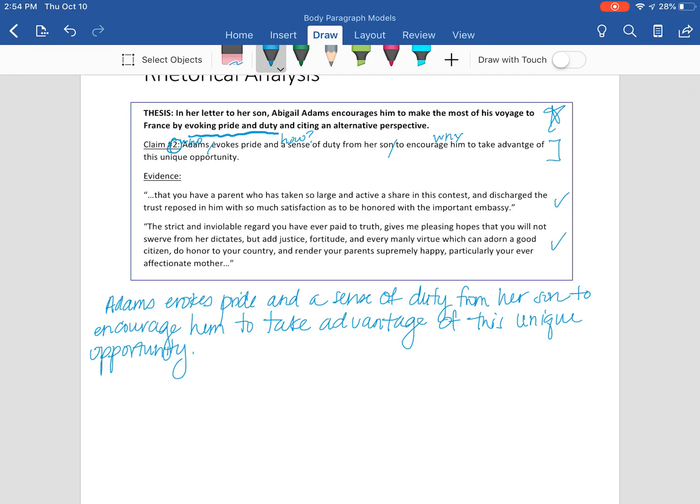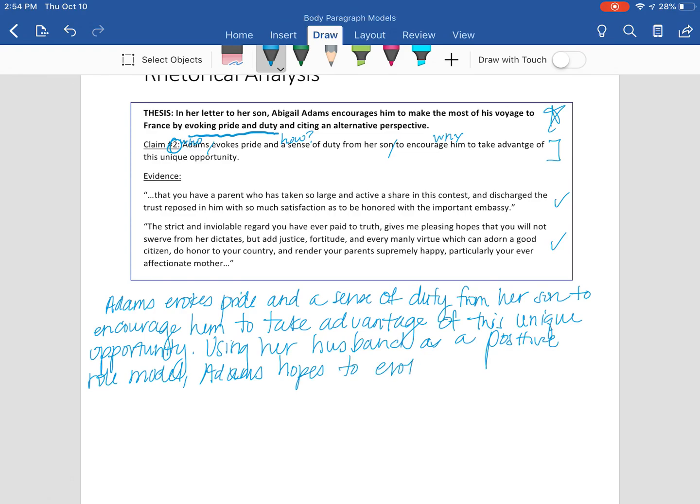Now I need to go into evidence, and the first piece of evidence that we picked out is the fact that she mentions his dad and all he's done for his country. So I'm going to lead into that, and I'm going to say, I don't want to start with Adams again. I'm trying to avoid starting with the exact same word I started my last sentence with, but using her husband as a positive role model, Adams hopes to evoke pride from her son.